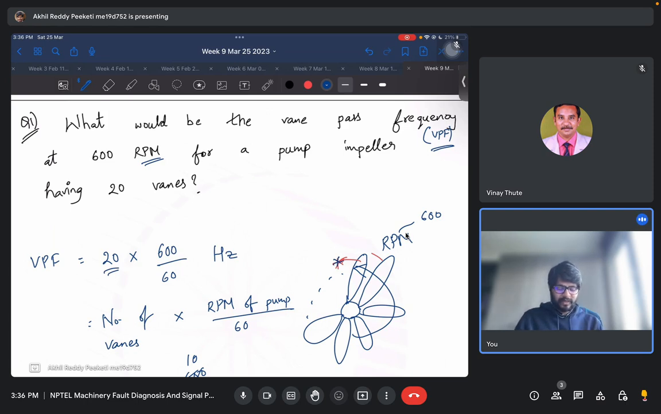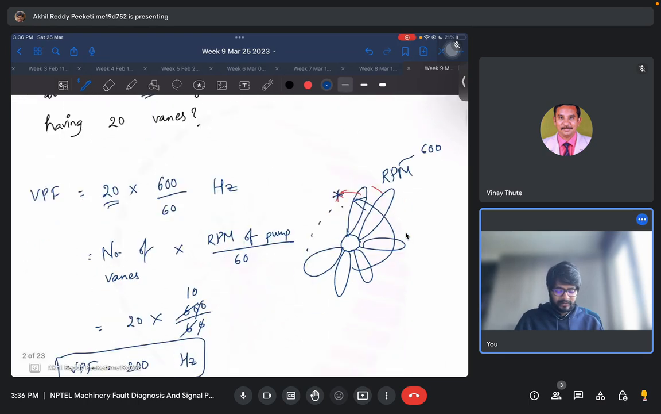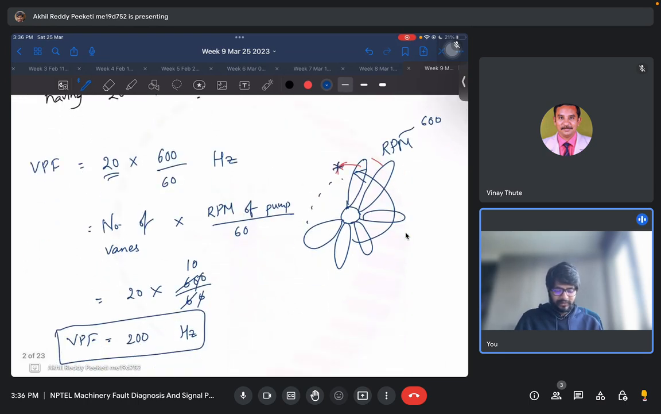So because it's an rpm, you need to convert that to seconds. So rpm by 60. Okay. So number of vanes into rpm by 60. So that gives you the vane pass frequency. So this is similar to the gear mesh frequency which we saw in the later questions.